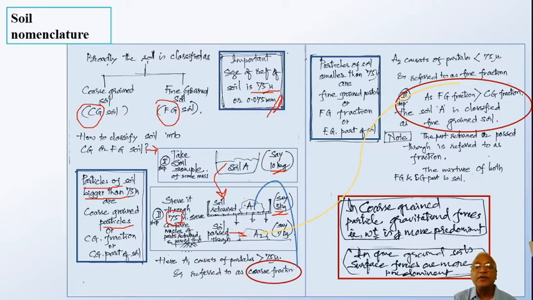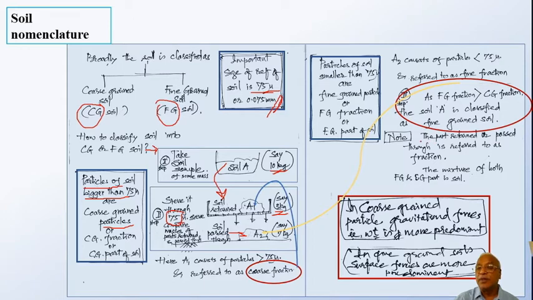Now comparing the two fractions, the coarse fraction and the fine fraction, more than 50% of the soil is below, that is fine fraction. As the fine grained fraction is more than the coarse grained fraction, the whole soil, soil A, is classified as fine grained soil. Had more than 50% of the particles been coarse fraction, then the whole soil would have been classified as coarse grained soil.